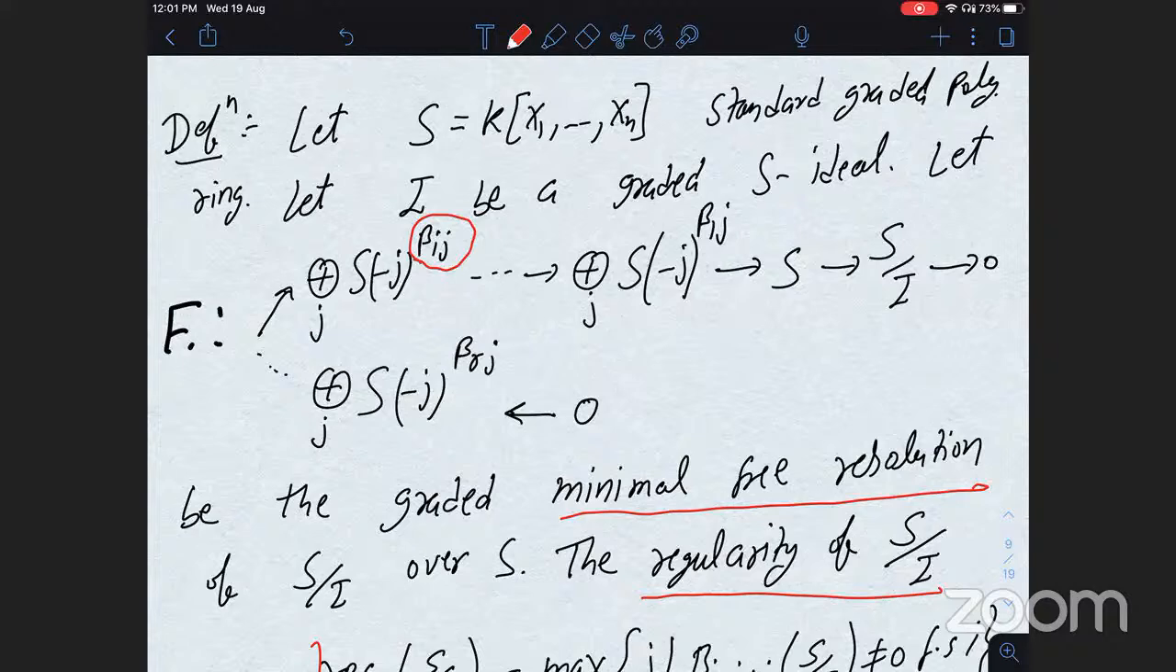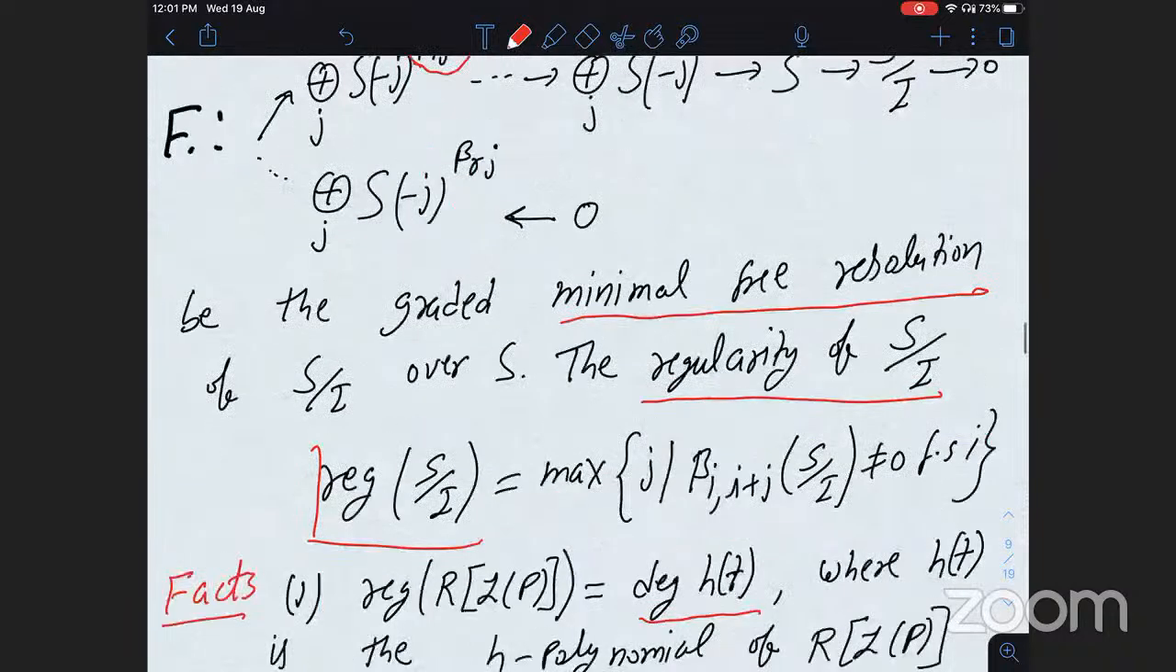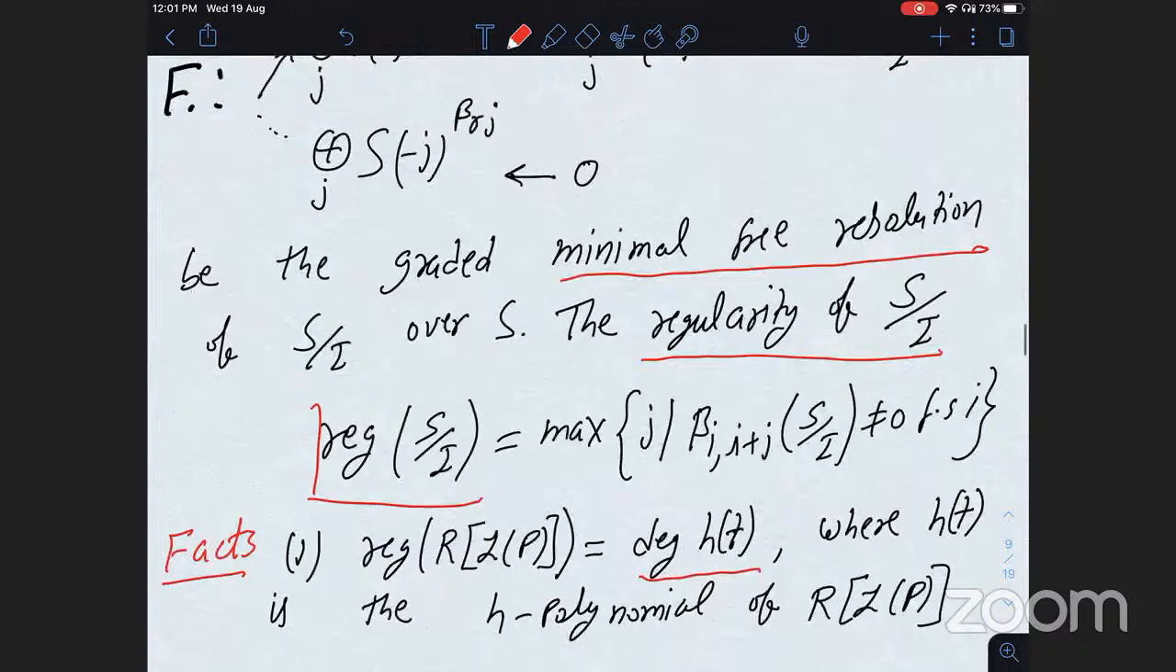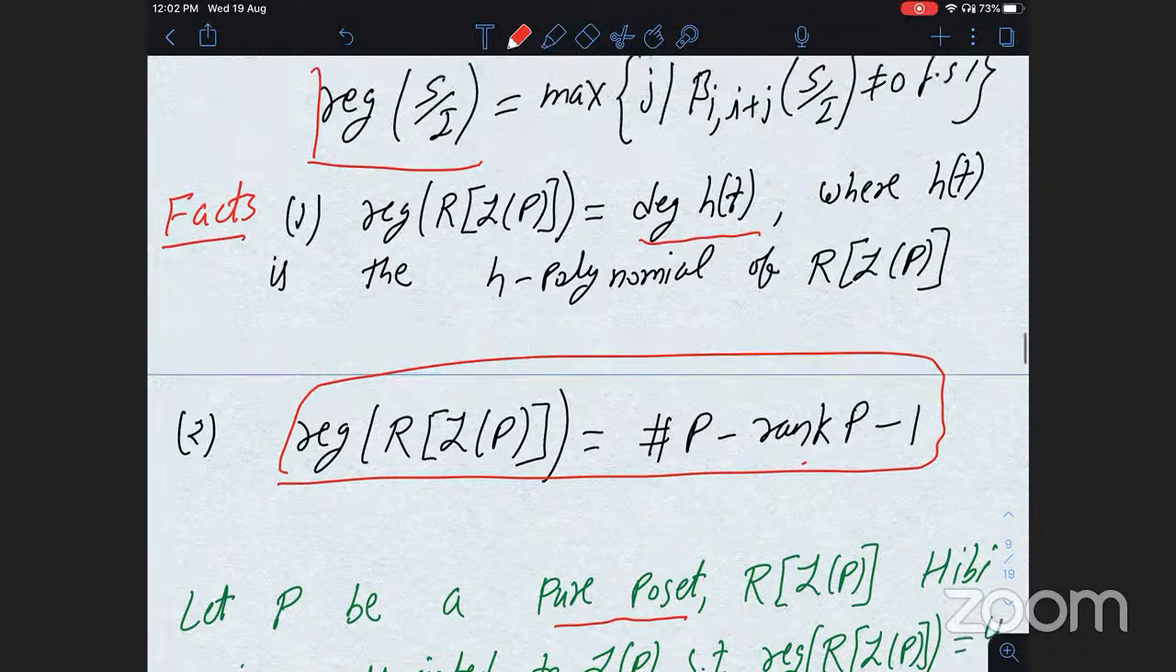But when you go to the Hibi ring, then the generators of the ring are not standard. Then the Hibi ring is generated by degree 2 homogeneous polynomials only. Sorry, I'm not following your question. Can you come to the Hibi ring definition? Sure.